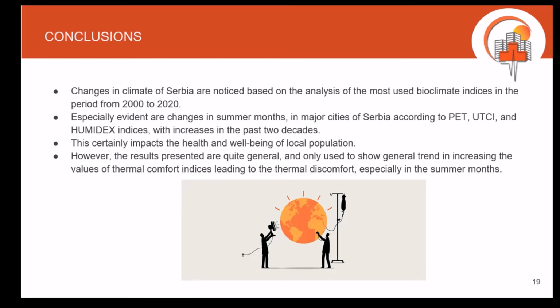What we also see is that all 3 of the indexes that we included are showing some discomfort. UTCI shows the least discomfort, but we always have to remember that it also only includes air temperature and relative humidity and neglects all the other aspects that are influencing thermal comfort.